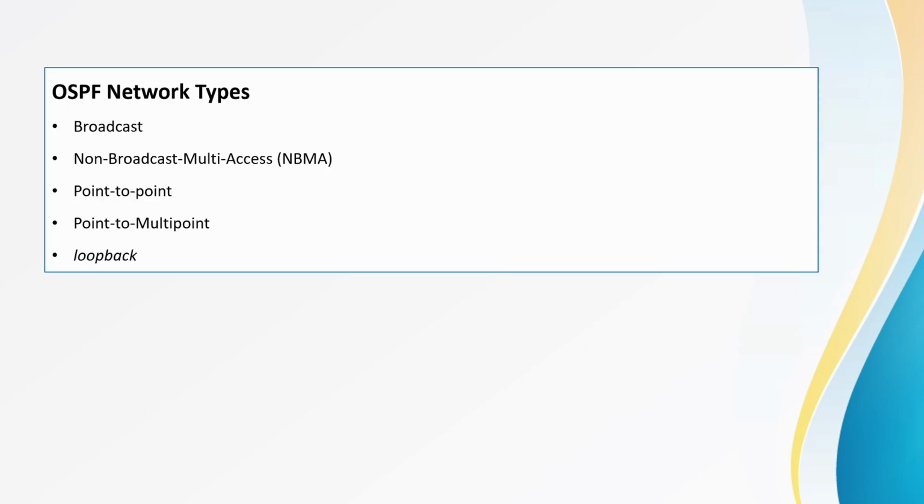There are 5 OSPF network types: broadcast, non-broadcast multi-access, point-to-point, and point-to-multipoint. Last and also least is loopback. Actually, loopback is not a real network type, but I just list it here.